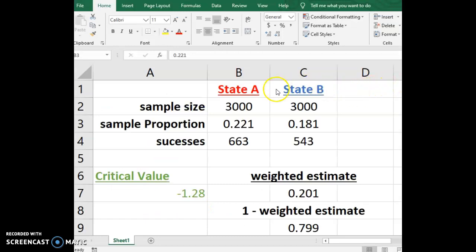And reflecting back, this result should not surprise us. Our claim was that state A has a smaller proportion of smokers than state B. But look at the samples we got. The sample proportion from state A actually had a larger proportion of smokers than state B. So just based off these samples, it definitely doesn't support the claim that state A would have fewer smokers than state B.